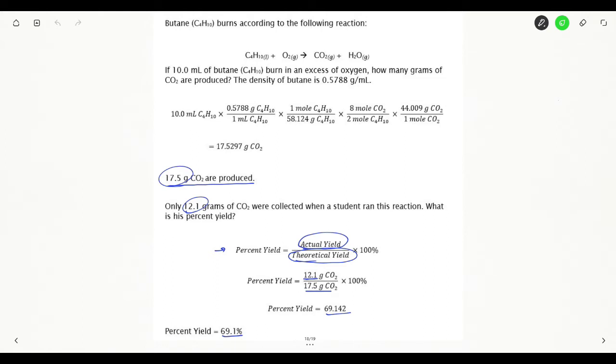Let's also take a look at our percent yield calculation. Now we just went over where that 17.5 came from, so I'm not going to bother with that. Our 12.1 grams here has 3 sig figs. Again, that was given to us. Our 17.5 also has 3 sig figs. So my final answer should have 3 sig figs. I'm rounding to the 10th place. And that is why it is 69.1% yield.